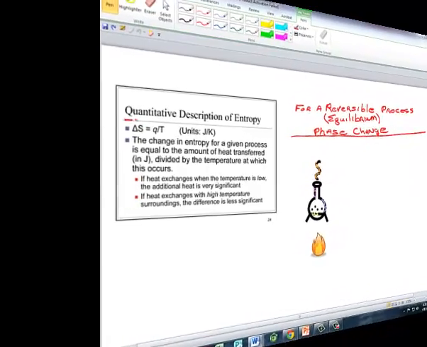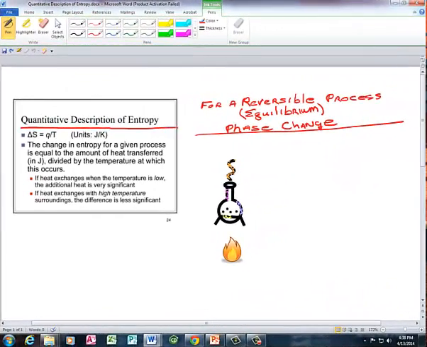Now that we have a conceptual understanding of what entropy is, we're going to come up with a quantitative definition for a change in entropy to a system. And for that purpose, we're going to use a reversible process. That's just a process that's capable of achieving equilibrium. If you change the conditions just a little bit, the reaction will go forward or in reverse. And a phase change is a pretty handy example to use to create that definition.